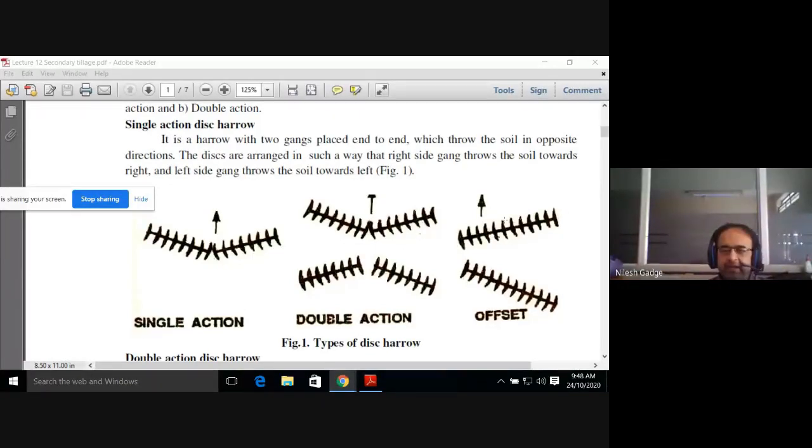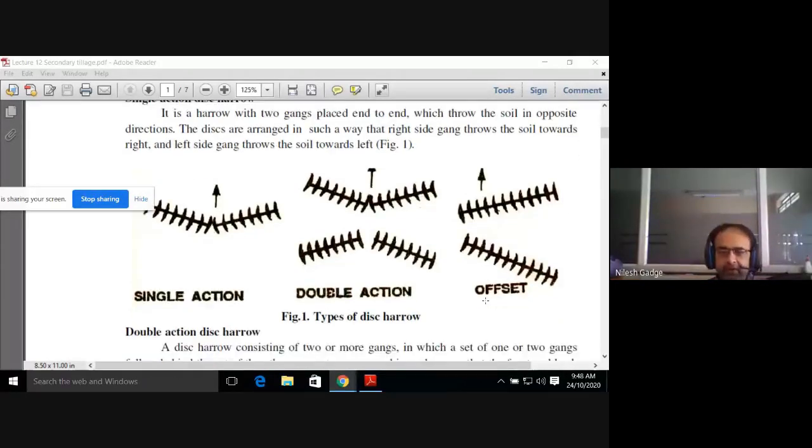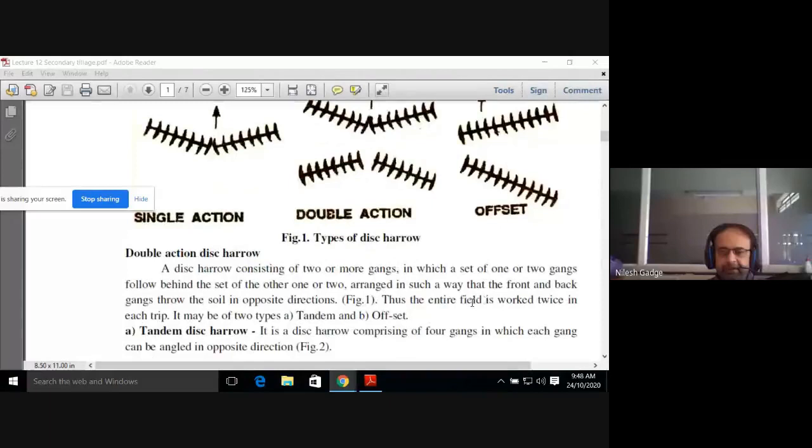दॅट्स वाय इट इज कॉल्ड एज अ ऑफसेट डिस्क हॅरो. इट इज कॉल्ड एज ऑफसेट डिस्क हॅरो बिकॉज द लाईन ऑफ द पूल इज नॉट ऍट द सेंटर, इट विल बी आयदर लेफ्ट साईड ऑफ द ट्रॅक्टर ऑर राईट साईड ऑफ द ट्रॅक्टर. दॅट्स वाय इट इज कॉल्ड एज ऑफसेट डिस्क हॅरो ऑर टँडम डिस्क हॅरो. सो इट इज एक्सप्लेन इन दिस नोट्स, यू कॅन सी दिस नोट्स लेटर ऑन.